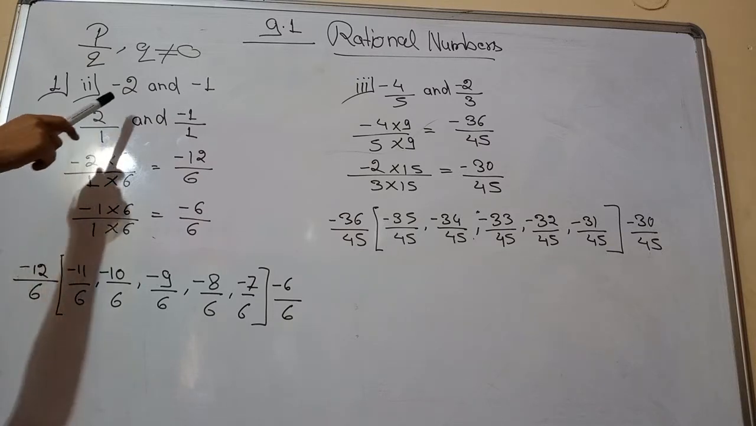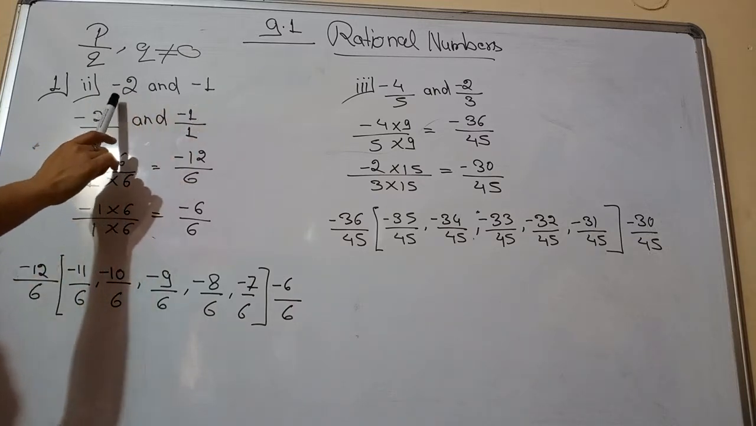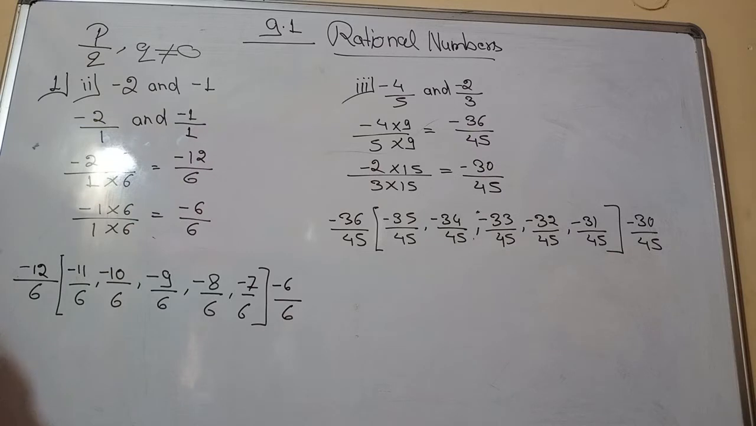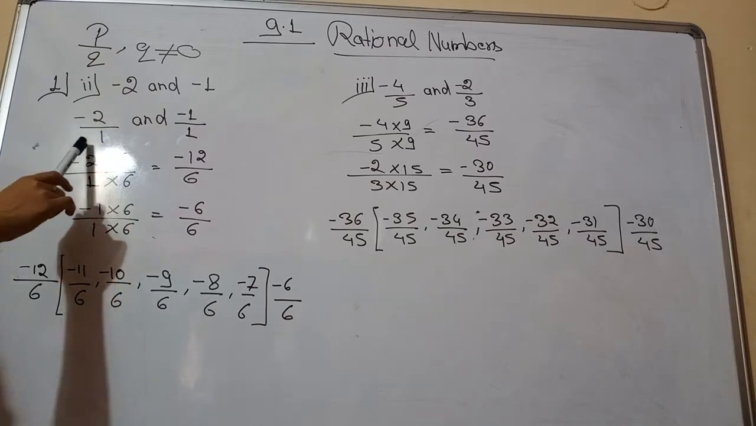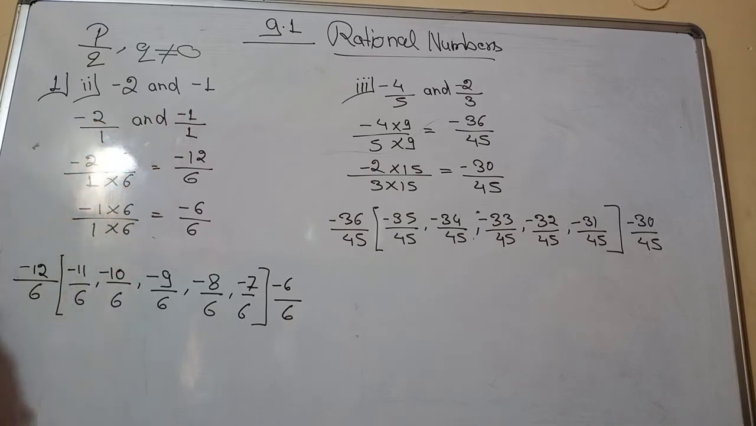Now see here, minus 2 and minus 1. There are two types of questions in question number 1: where the denominator is given, and where the denominator is not given. In this question you can easily see the denominator is not given. So if the denominator is not given, you have to place 1 in the denominator, like minus 2 by 1 and minus 1 by 1, because when you multiply or divide any number by 1, the value will remain the same.